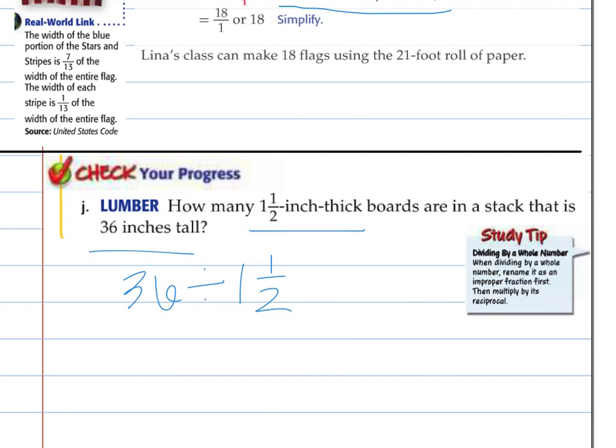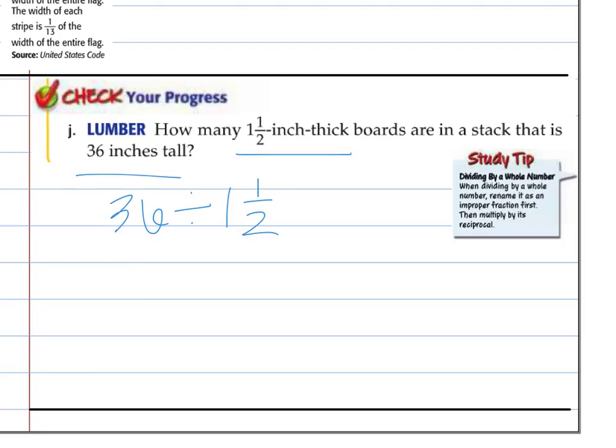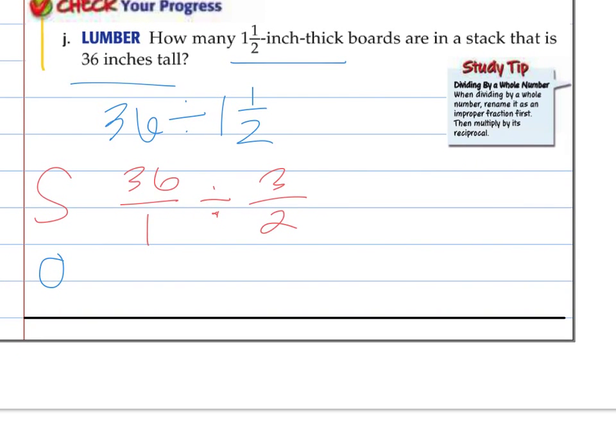So first thing I do is change them both to fraction form. 36 over 1. I like to call this my shaping step. And then divided by 3 over 2. My operate step, I like to switch them to multiplication. So I keep, I change, and I flip.